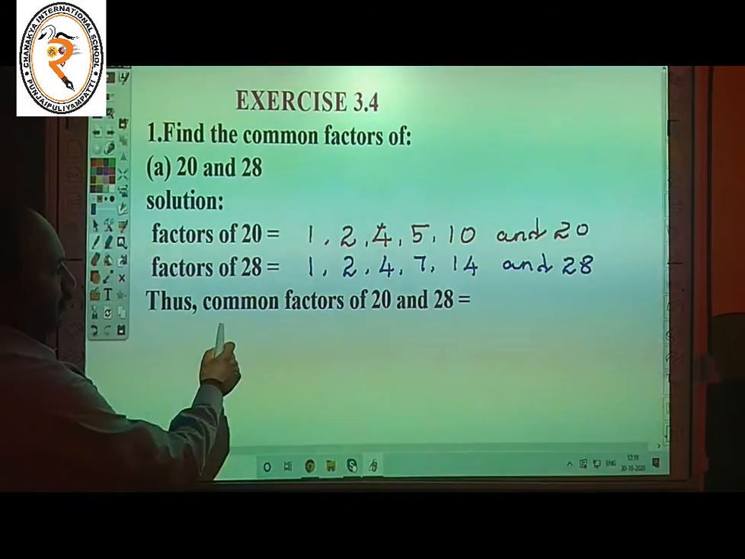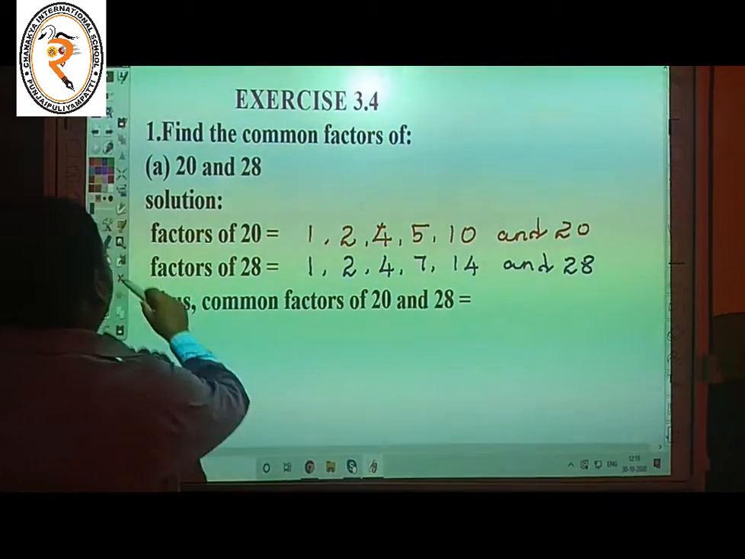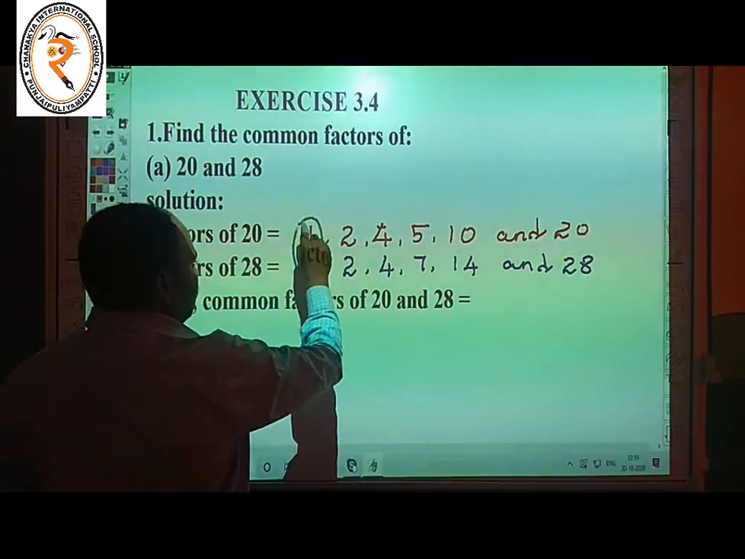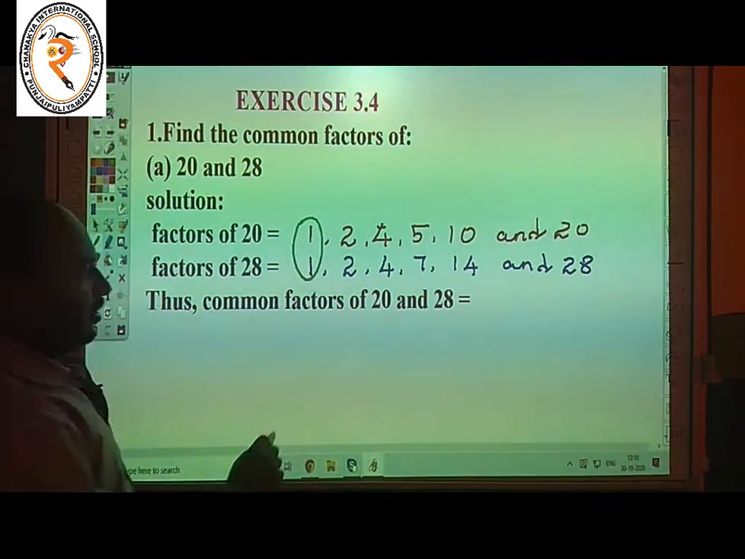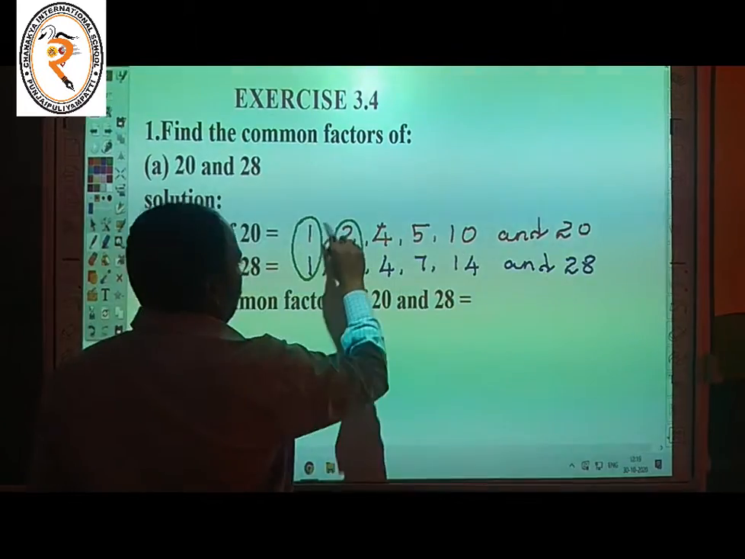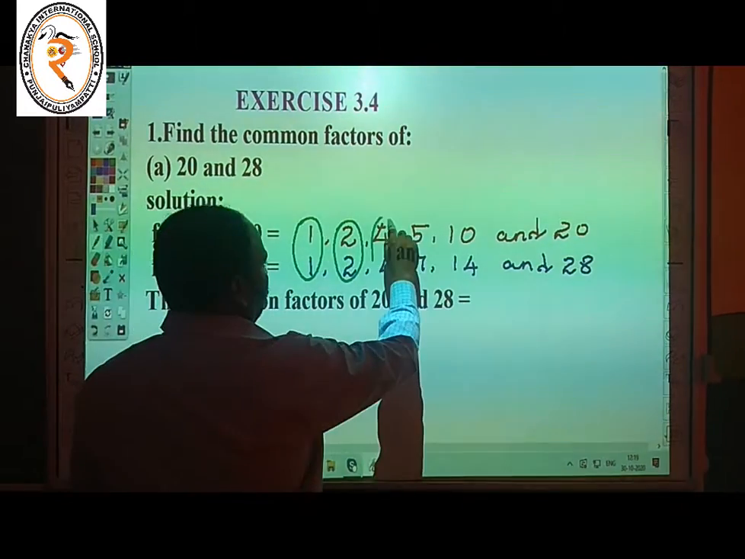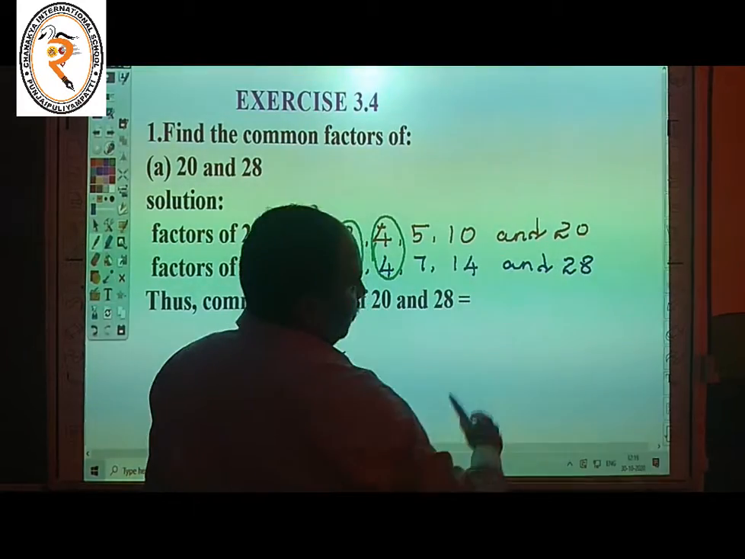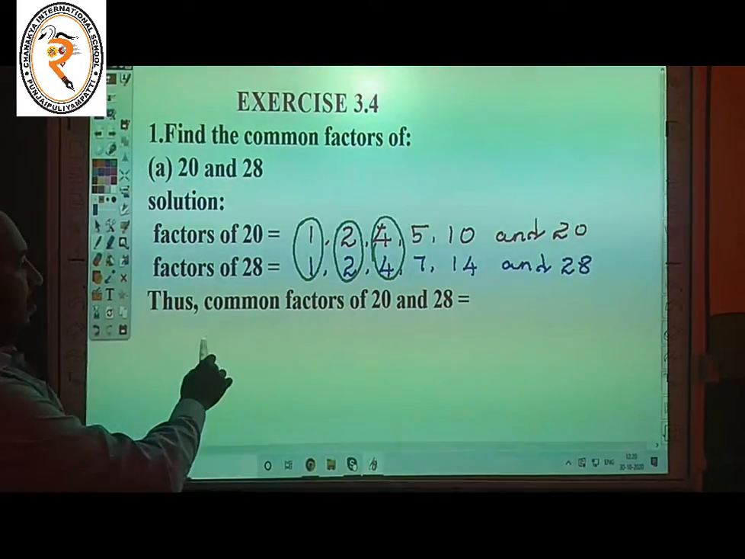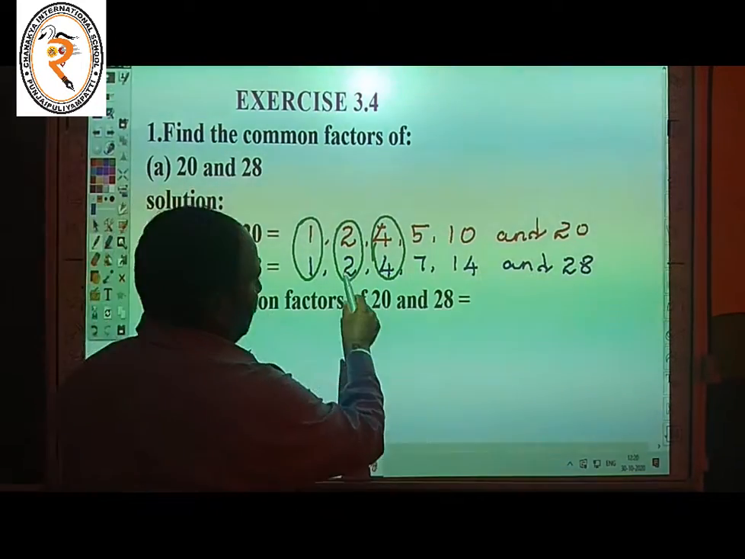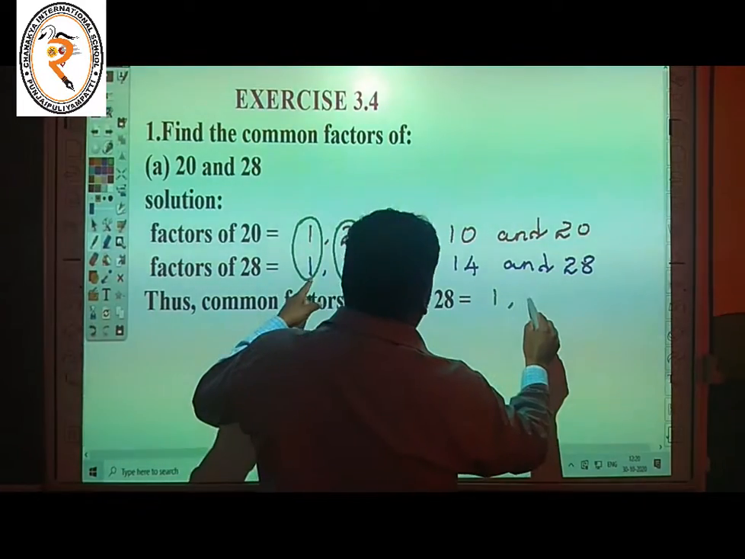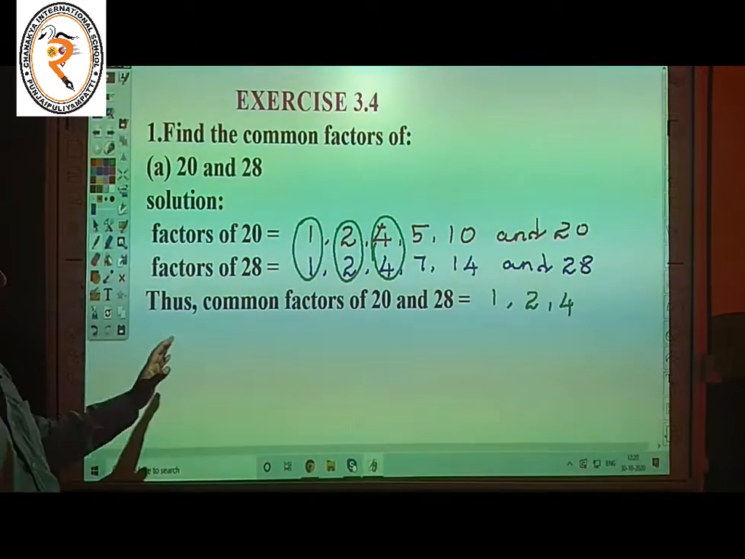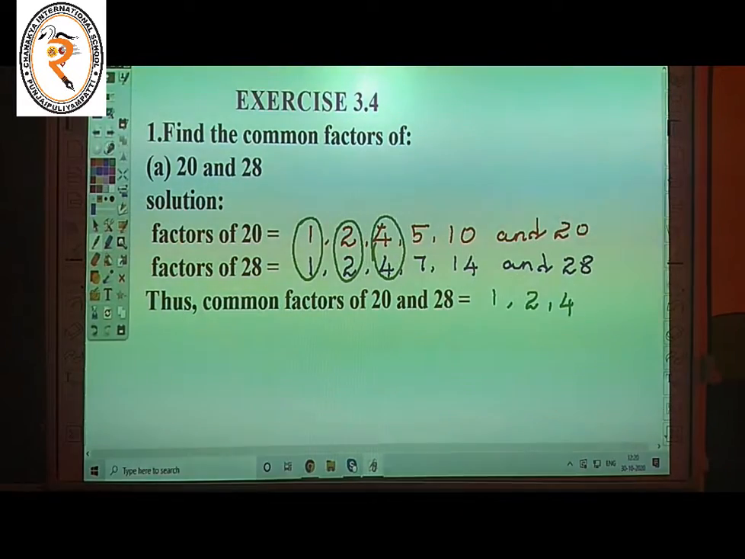But you want the common factors of 20 and 28. Listen here. 1 and 1, so both are the same. This is called the common factor. The next one, 2 and 2. The next one, 4 and 4. The next ones, 5, 7, 10, 14, 20, 28 are different. So our common factors of 20 and 28 are 1, 2, 4.